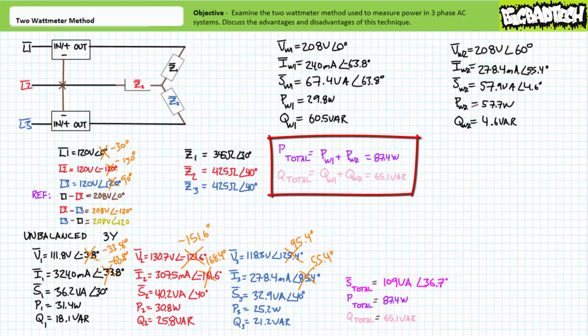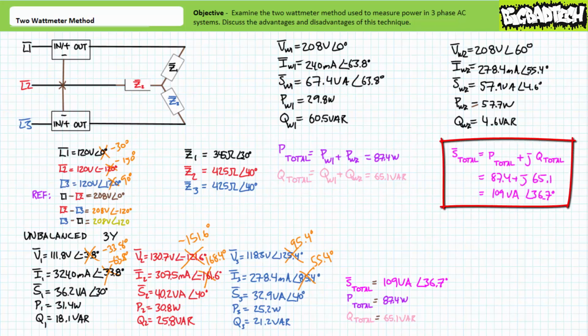If, however, we add these two wattmeter readings, we obtain a total real power figure of approximately 87.4 watts and a total reactive power figure of approximately 65.1 VARs. Packaging these figures as the real and imaginary components of a complex number of rectangular format, we can convert it to polar format as 109 volt amperes, which yields our total apparent power figure.